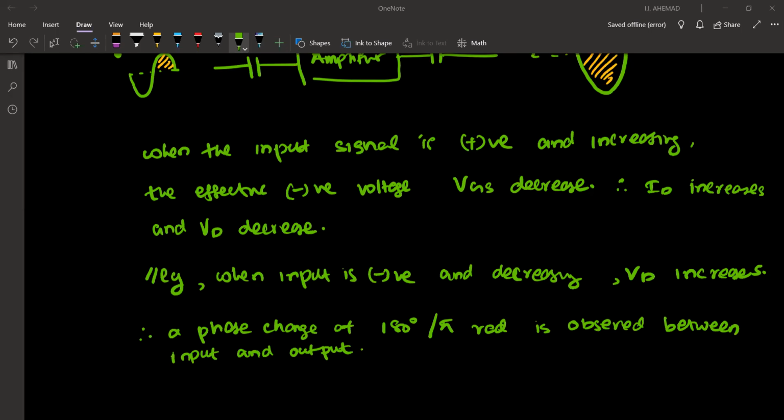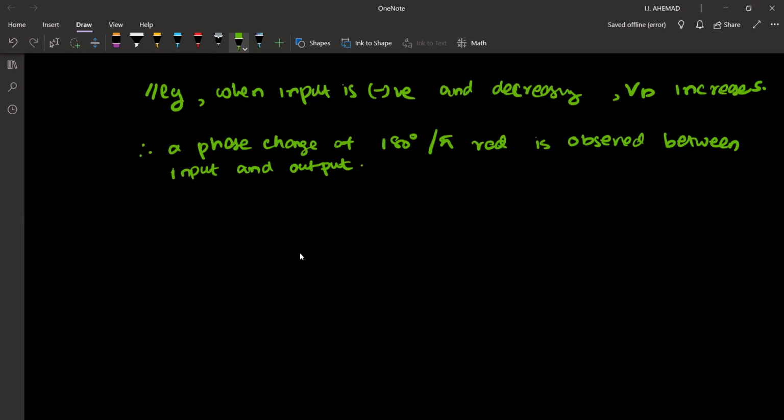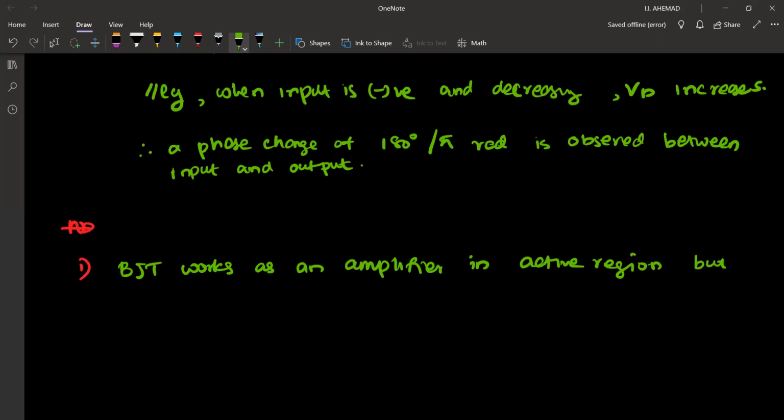Now below that, write a note. BJT works as an amplifier in the active region, but FET works as an amplifier in the saturation region.